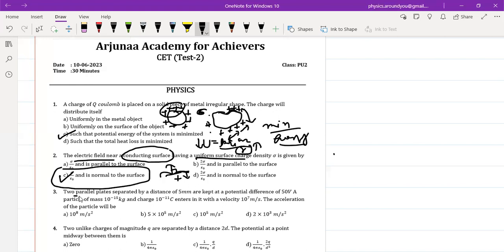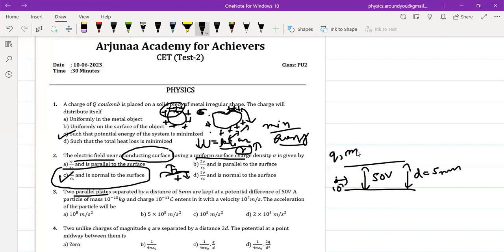Then the third question is based on a parallel plate, a trigger word; wherever I see it, it must be a capacitor. In a capacitor, they have given the potential difference between the plates is 50 volts and the distance between the plates is 5 mm. There is a charge which is entering, let us say with some velocity 10 power 7 meter per second. Q of the charge is given, mass of the charge is given. They're speaking about the acceleration. What is going to be the acceleration of this?